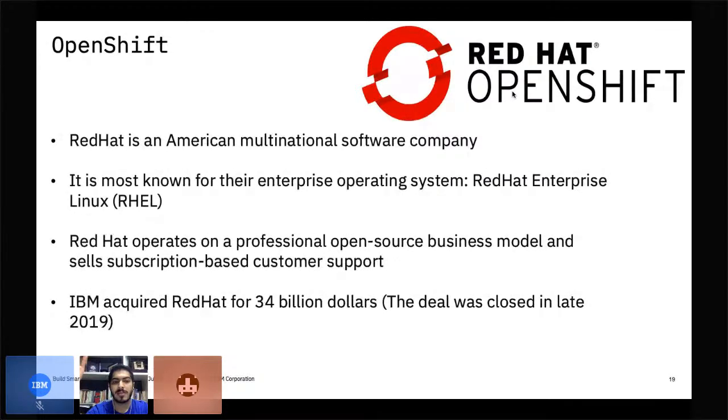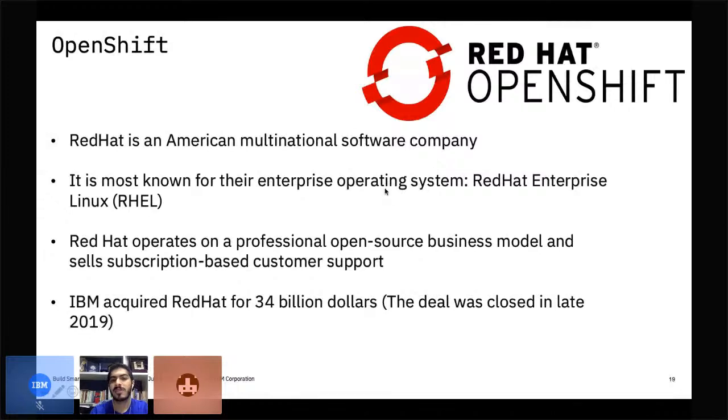So Red Hat is an American multinational software company. And Red Hat is mostly known for their enterprise operating system, which is called Red Hat Enterprise Linux, or RHEL. Their most eminent product is called OpenShift. So you can think of it as an enterprise or commercial Kubernetes. Now we're going to talk about this in a minute.